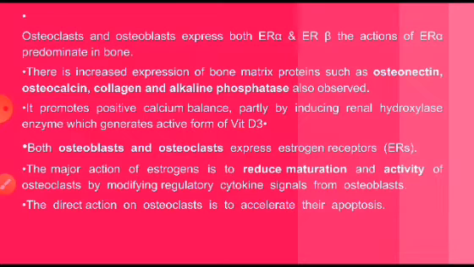The major action of estrogen is to reduce maturation and activity of osteoclasts by modifying regulatory cytokine signals from osteoblasts. Again, a very important point. So it reduces the maturation and activity of osteoclasts. How does it do this? By modifying the regulatory cytokine signals. The direct action on osteoclasts is to accelerate their apoptosis. So it acts against the osteoclasts, but in favor of the osteoblasts.